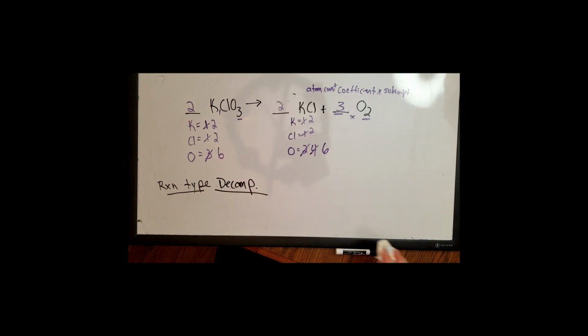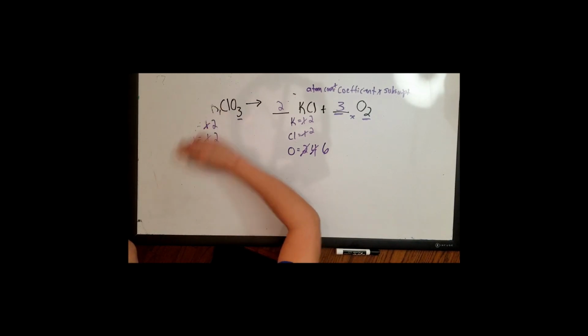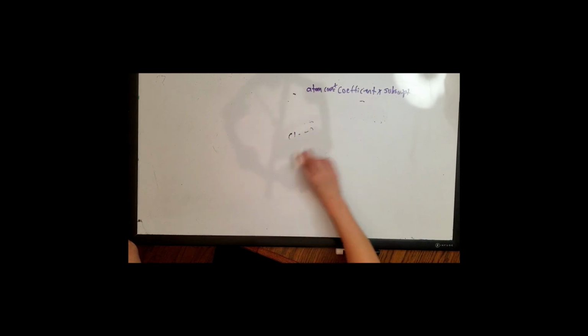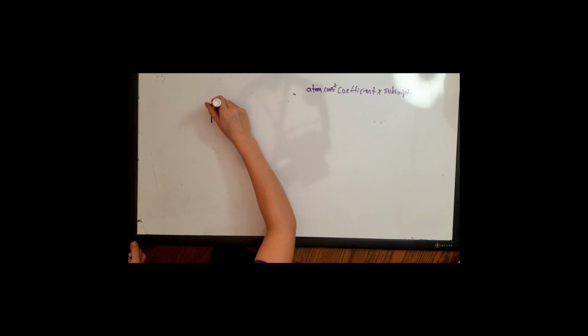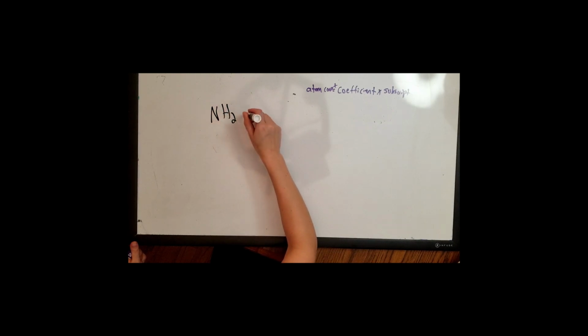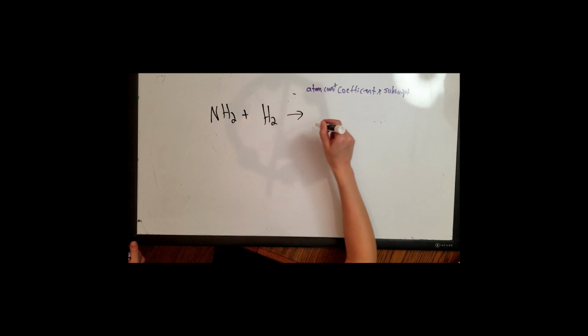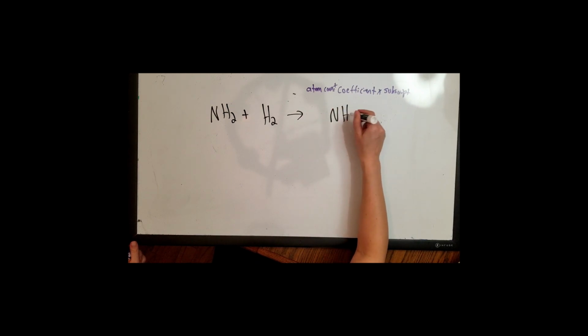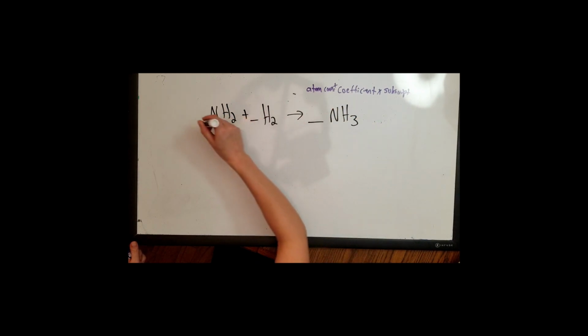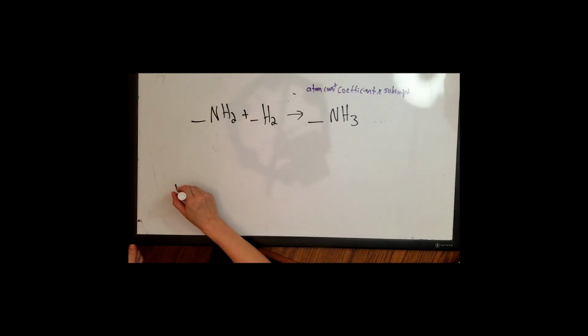All right. Now let's look at another reaction type. So we have N2 plus H2 gives ammonia, NH3. Put spaces in front because the coefficients are what we're going to change when we balance.